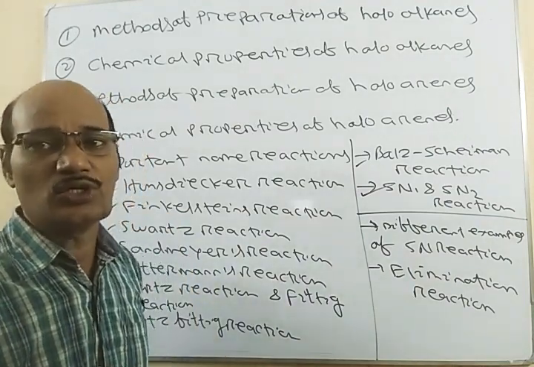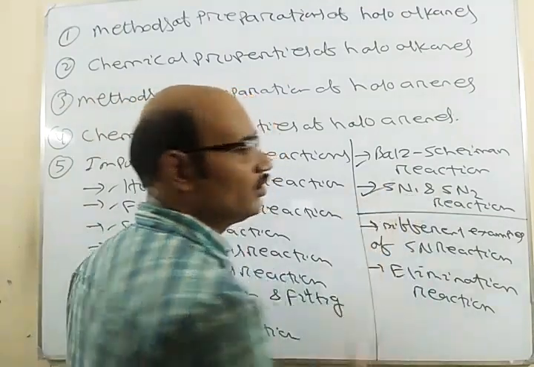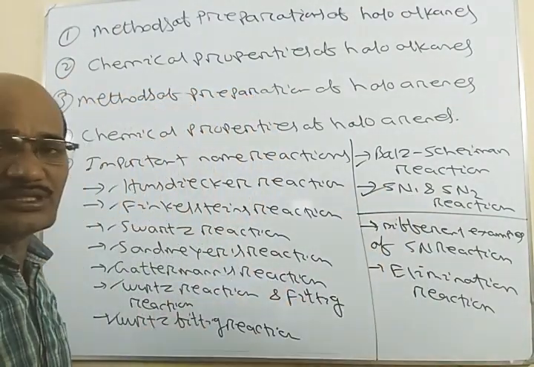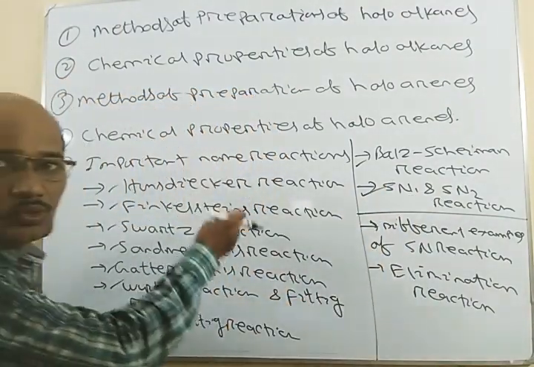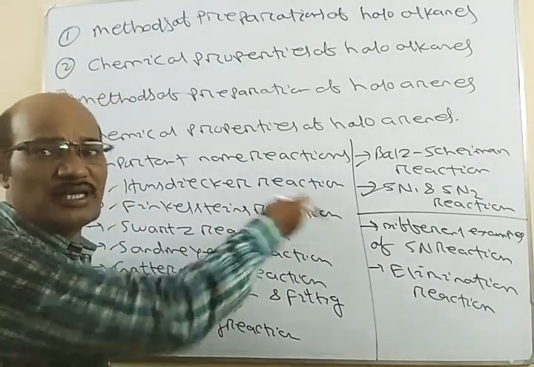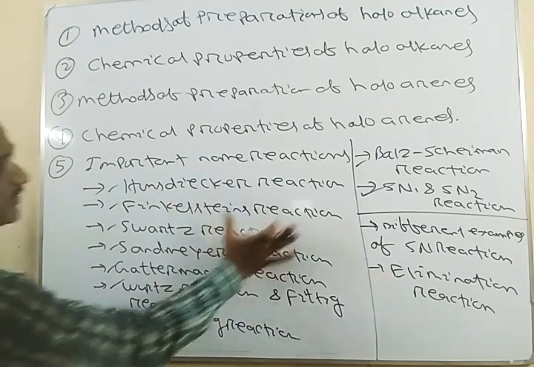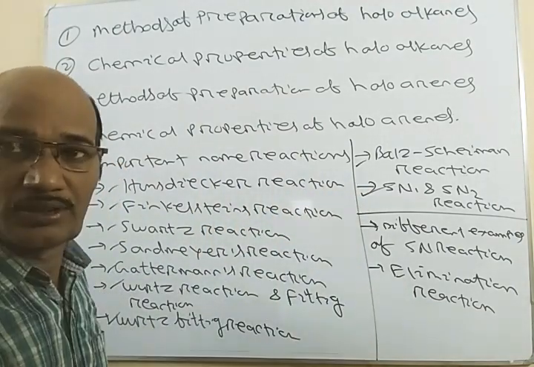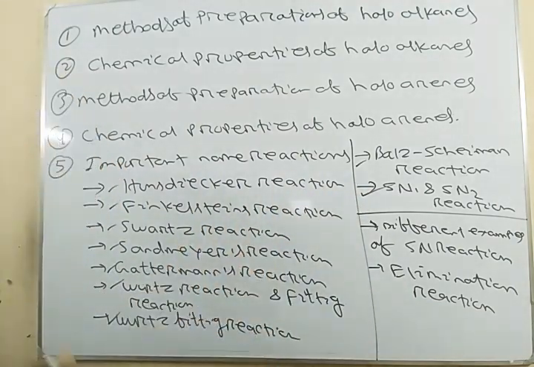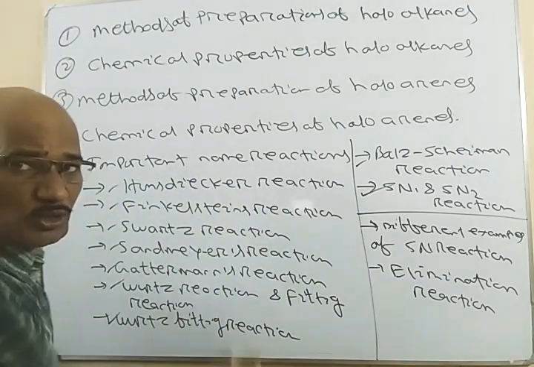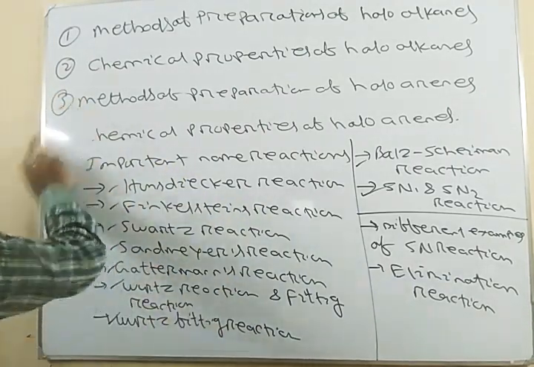So these are the important areas from where the typical questions will be asked. Either write short notes on SN1 and SN2, or write about the chemical reactions. Any one or two or three reactions will be there. Write about the reactions. Okay. So these name reactions are the most important. We have to practice more and more. Okay. And we will discuss one by one. No problem.